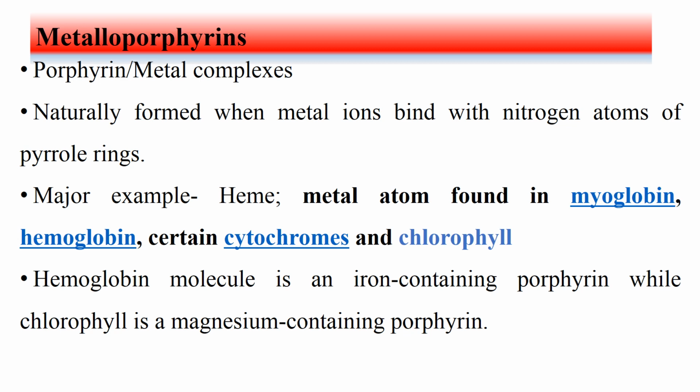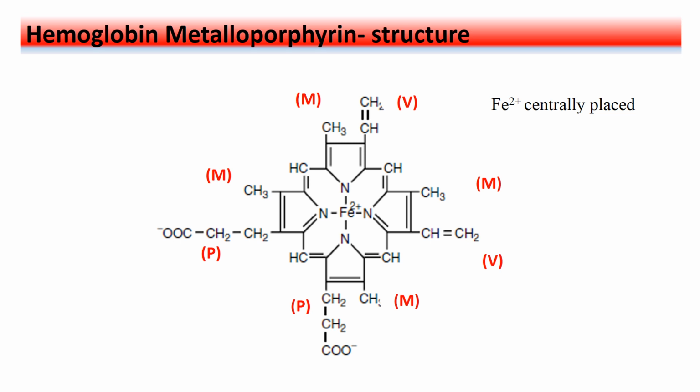Hemoglobin molecule is an iron-containing porphyrin, while chlorophyll is a magnesium-containing porphyrin. Shown here is a structure of a metalloporphyrin with the iron molecule centrally placed.